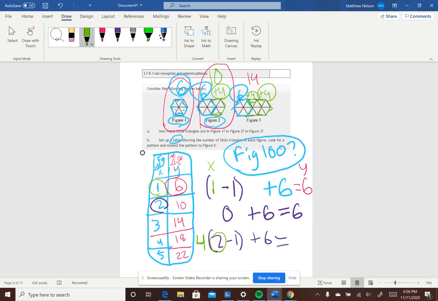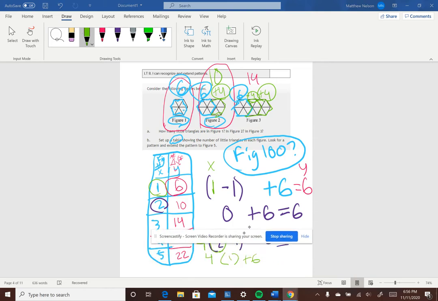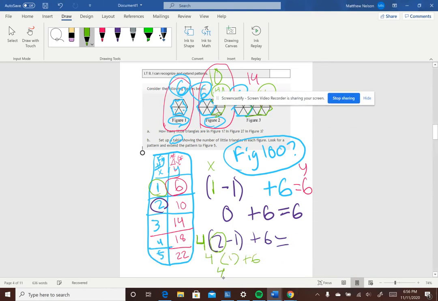So here I am going to do 4 multiplied by 2 minus 1. So that'd be 4 multiplied by 1 plus 6. Ooh, I think this one might work. 4 times 1 is 4 plus 6. Hey, that equals 10. So if we plug in our input of 2, we get an output of 10 based on this formula. Okay, I think I got it.